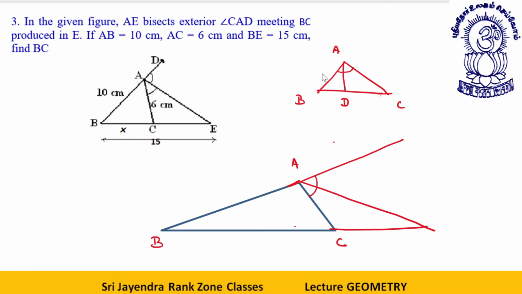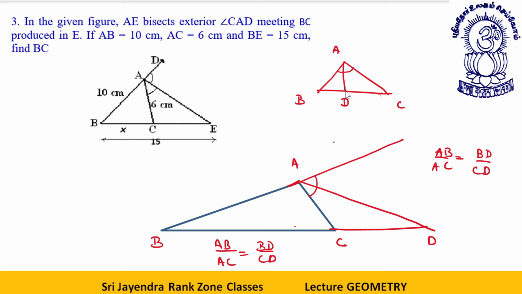Then what do I write? I write AB by AC is equal to BD by CD. Exactly the same thing is valid over here, students. Again, AB by AC will be equal to the same BD by CD. The same theorem is valid over here.